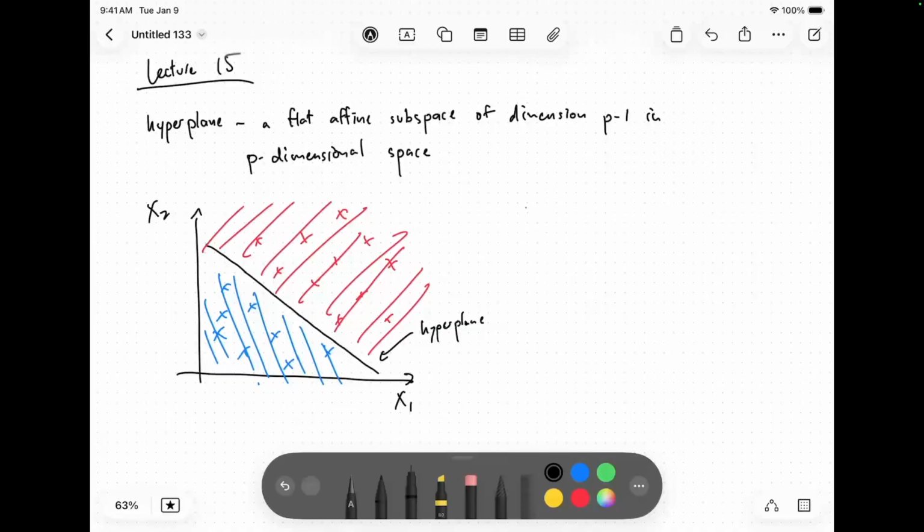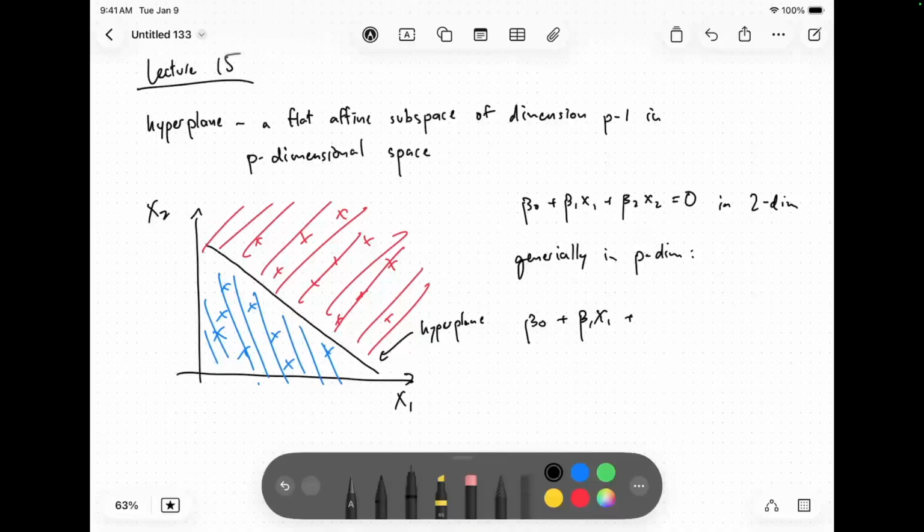So in 2 dimensions, you end up looking something like this. And then generically, in p dimensions, we end up with this: beta 1 x1 plus beta 2 x2 plus dot dot dot beta p xp equals 0. Okay?